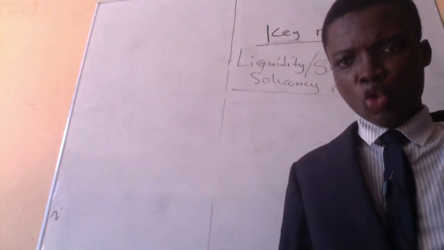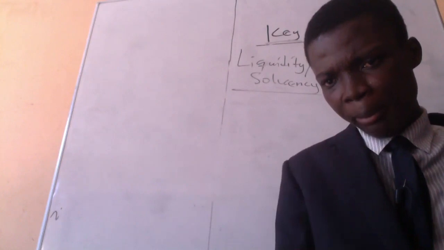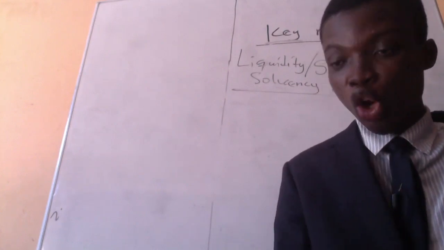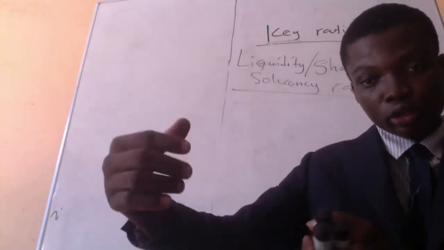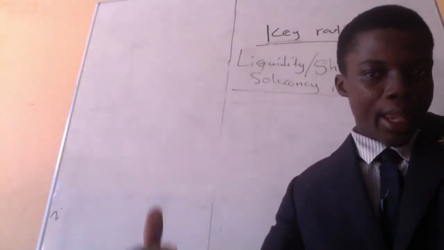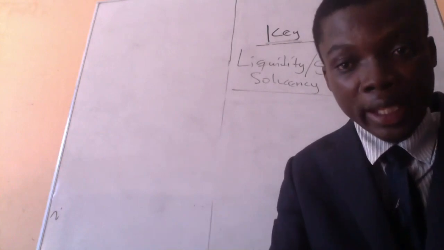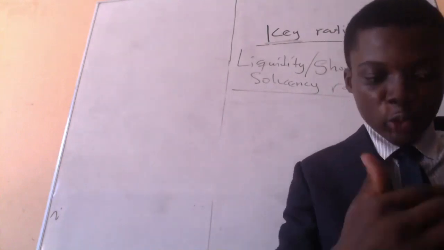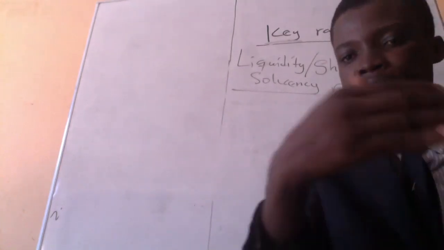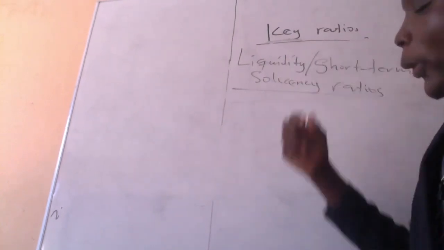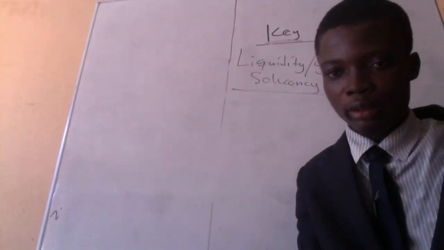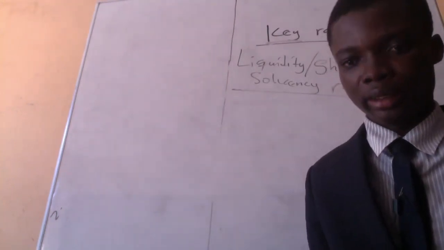So when your current liabilities become payable, can you pay them? Or even when your long-term debt runs into short-term or becomes payable, at that moment, can you pay it? That is the liquidity position. So basically, how can you generate liquid assets to combat your current liability?